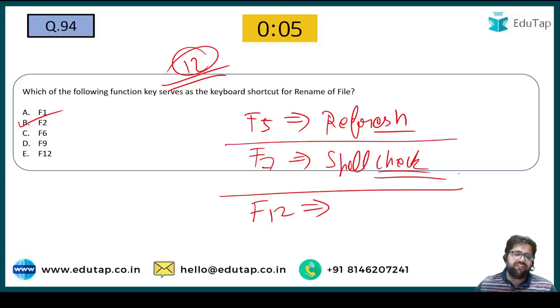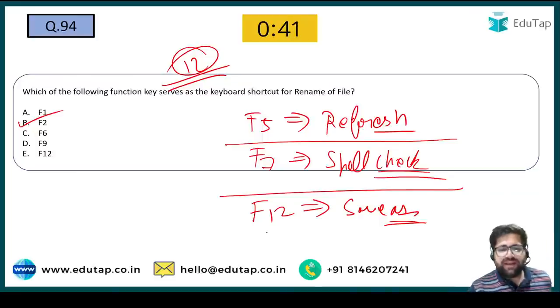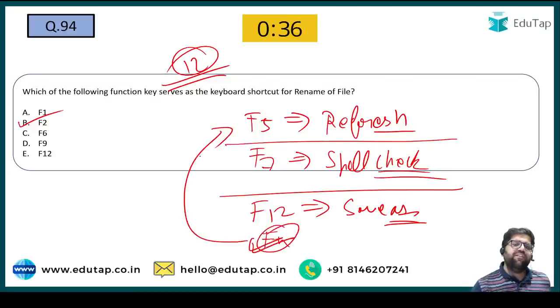What is the function of F12? Let me see my chat box. Yes, Mega, good. It's save as. And last but not the least, if I have to repeat an action, then I will be using F4. Correlate with F5: F5 is for refresh, F4 is for repeat. Repeat an action. As simple as that.